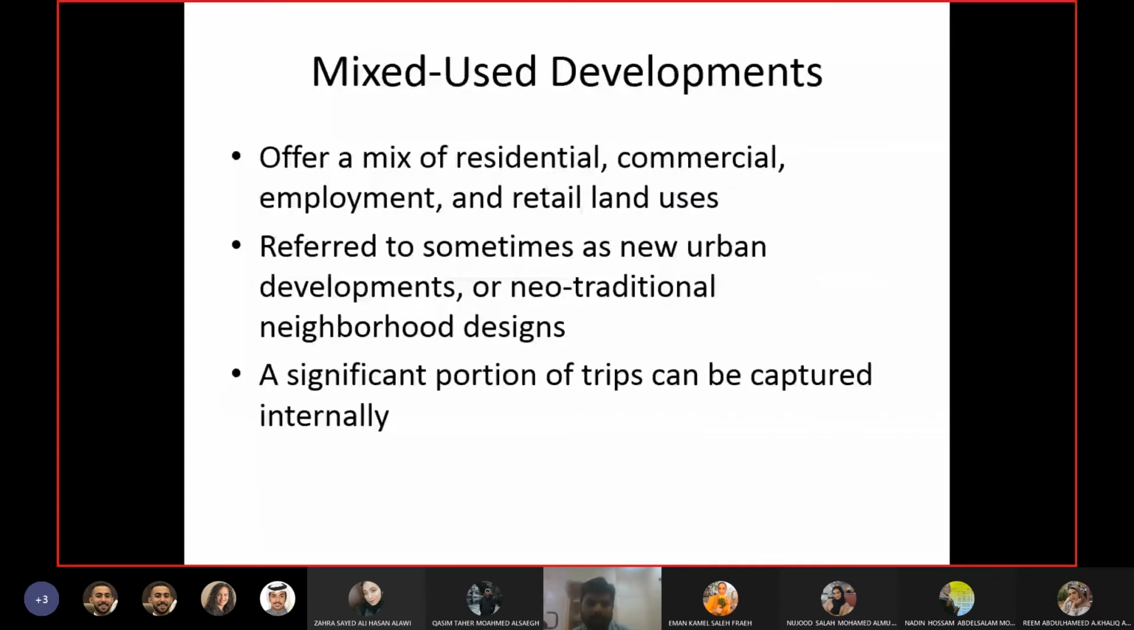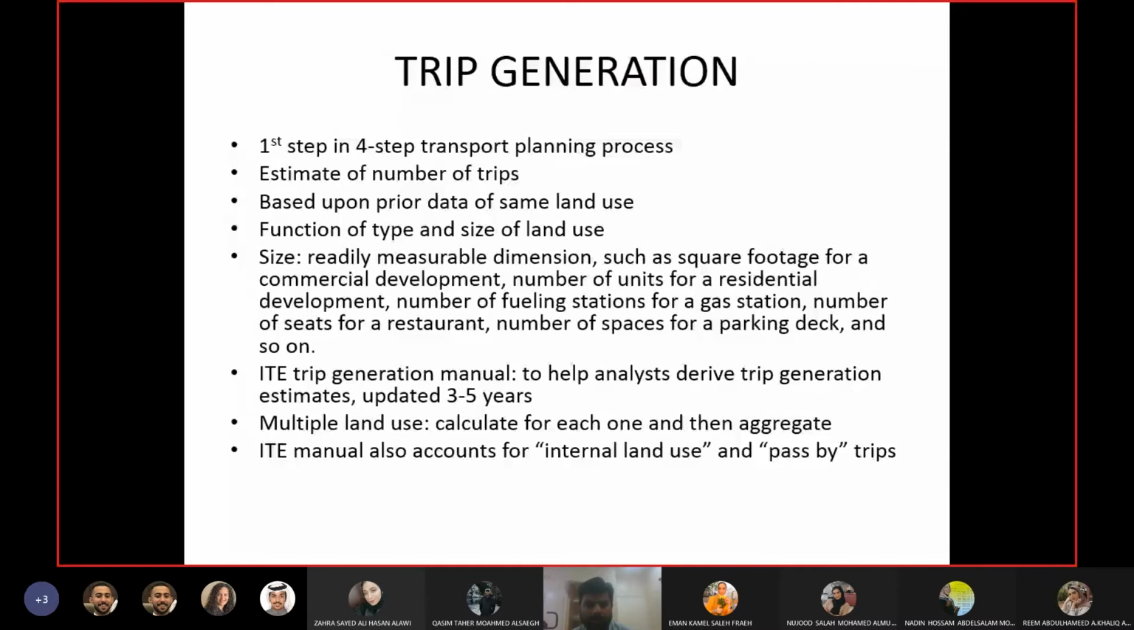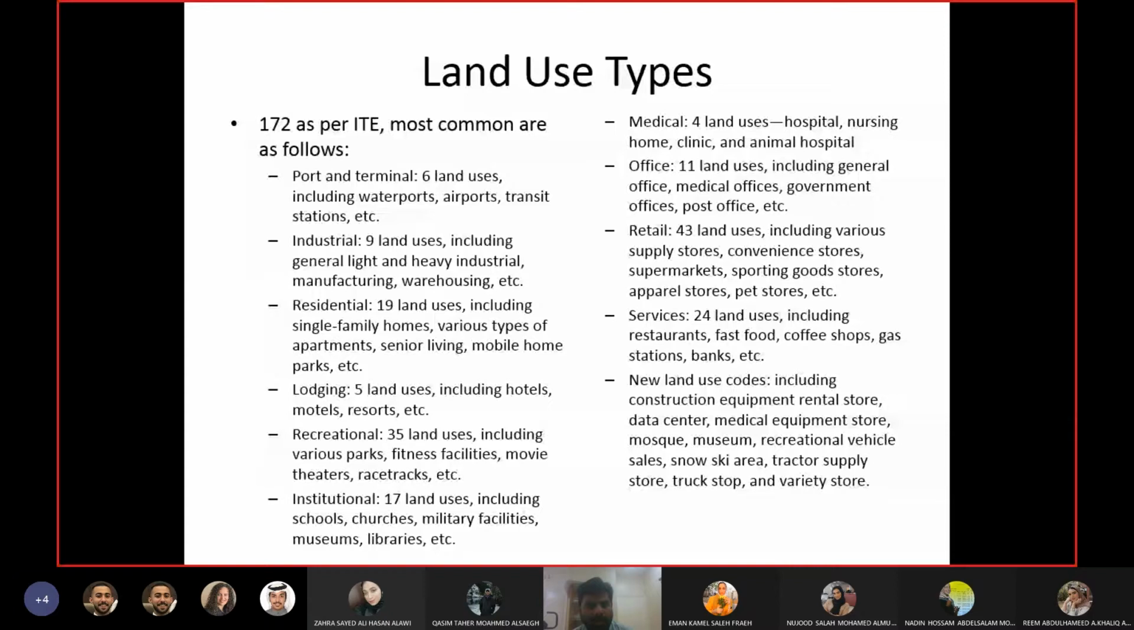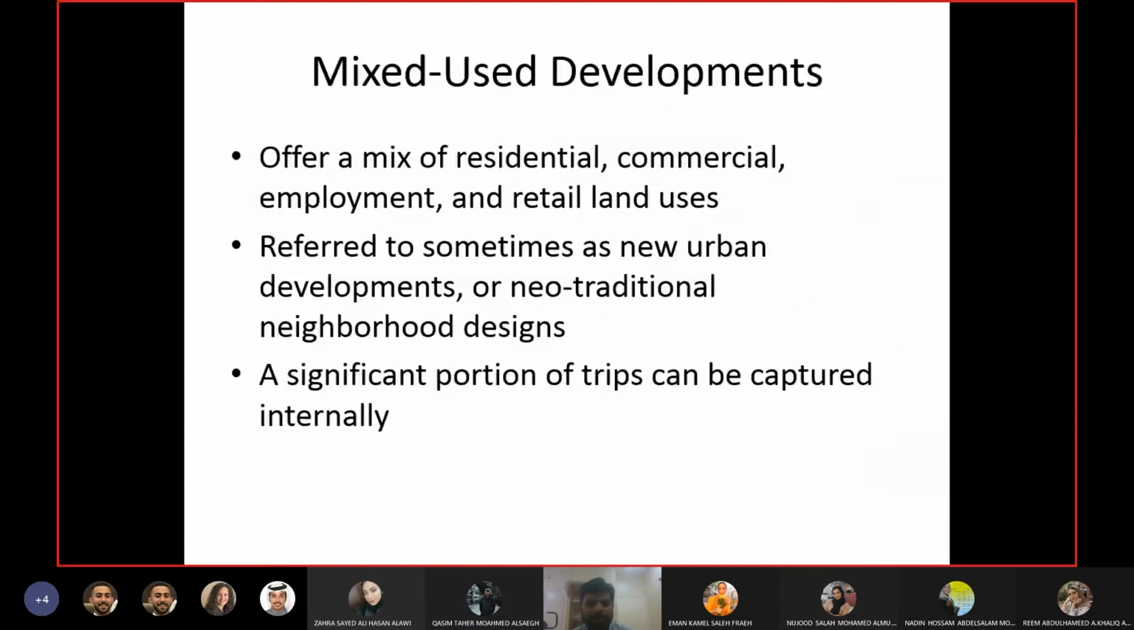Trip generation is estimated on the basis of the type of land use and the size of land use. We have the ITE trip generation manual, which you can use for calculating these trips. According to ITE, they have 172 land uses. You can see the types here. We also discussed the new urban development, or new traditional approach to neighborhood design, in which the land use is mixed so that the number of trips is minimized.